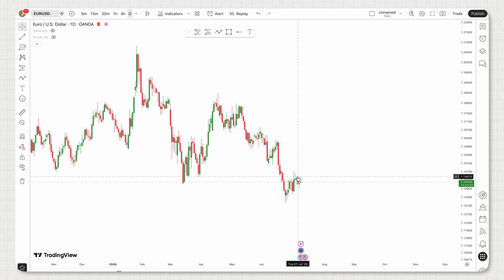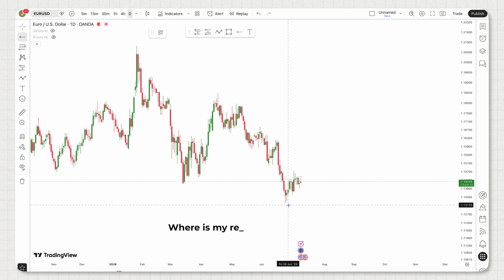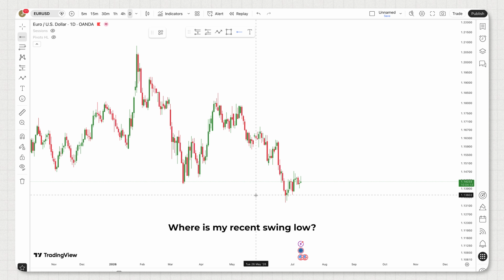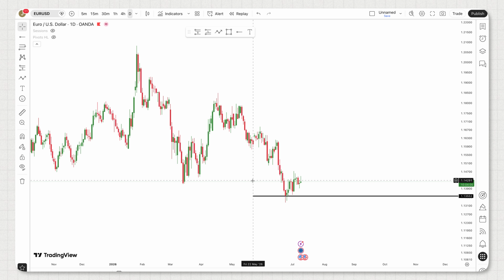The next step is to look for your swing lows and your swing highs. So I'm going to select my horizontal ray tool. I'm going to look at current price and figure out where my recent low is, which is down here, and I'm going to mark that. And remember, like I said, we use the candle body close, not the wicks, right?